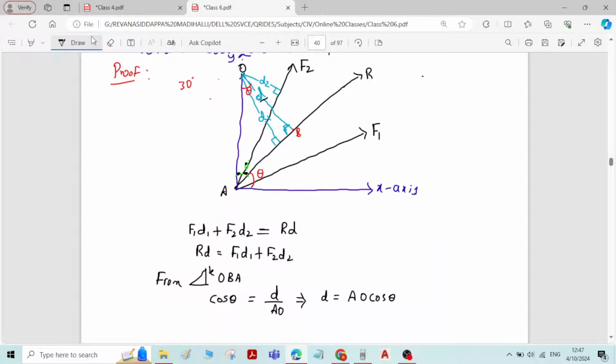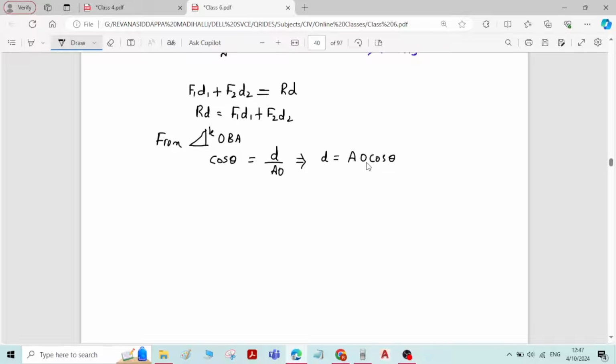So we have got an equation for D. D is equal to AO into cos theta. Therefore, I will take the LHS now, R into D. R into D is equal to R into what is D? AO cos theta. So, I will rewrite this equation as AO into R cos theta.